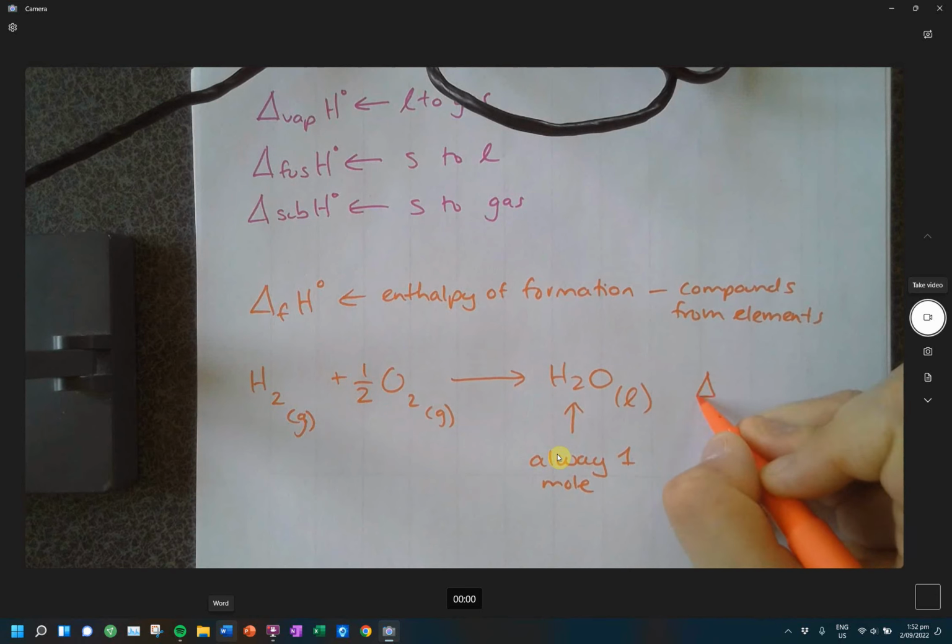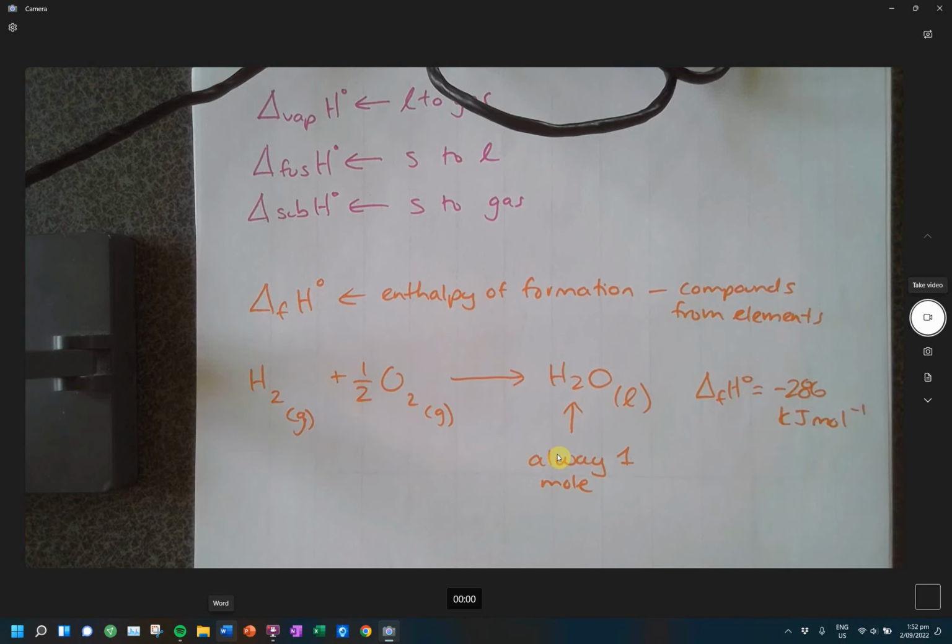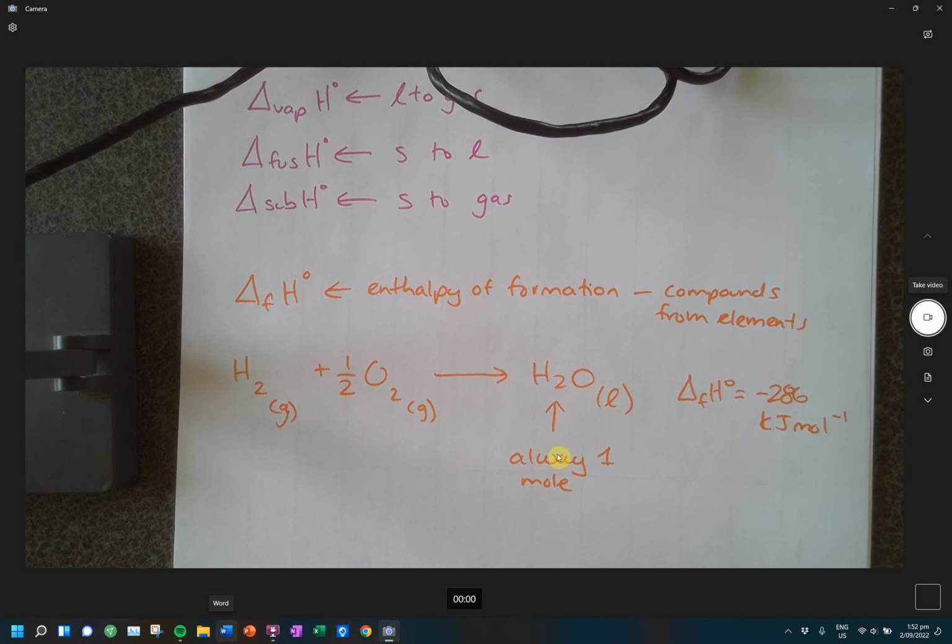And you'd also get your delta Hf, which would be negative 286 kilojoules per mole. So is that formation exothermic or endothermic? Exo, it's going to be releasing energy.